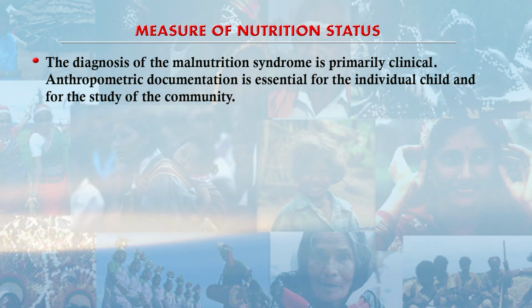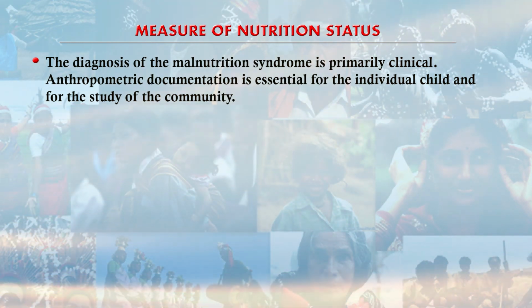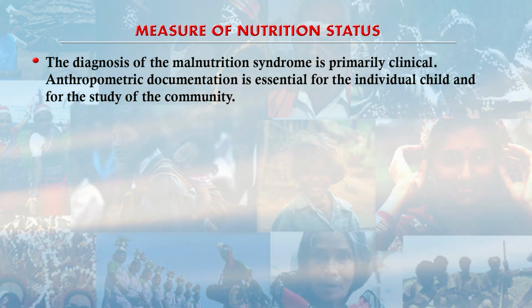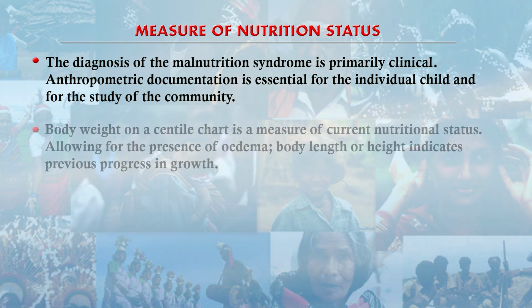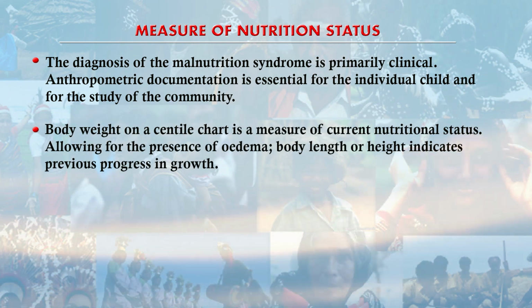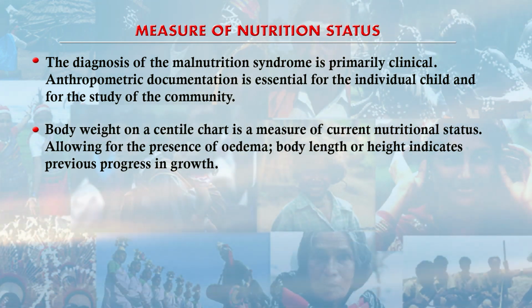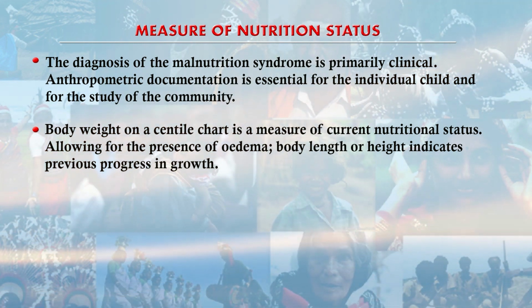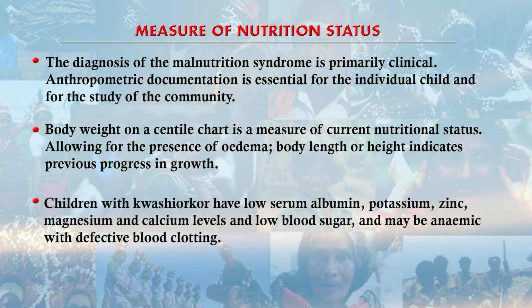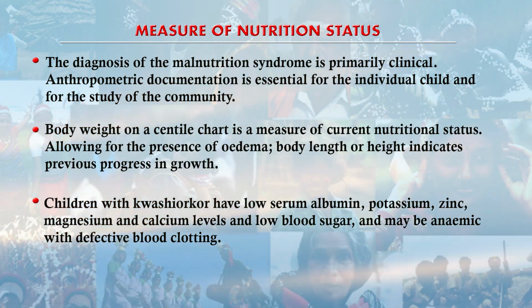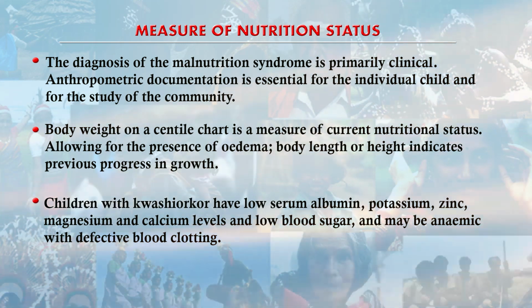The diagnosis of the malnutrition syndrome is primarily clinical. Anthropometric documentation is essential for the individual child and for the study of the community. The body weight on a centile chart is a measure of current nutritional status, allowing for the presence of edema. Body length or height indicates previous progress in growth. Children with Kwashiorkor have low serum albumin, potassium, zinc, magnesium and calcium levels and low blood sugar, and may be anemic with defective blood clotting.